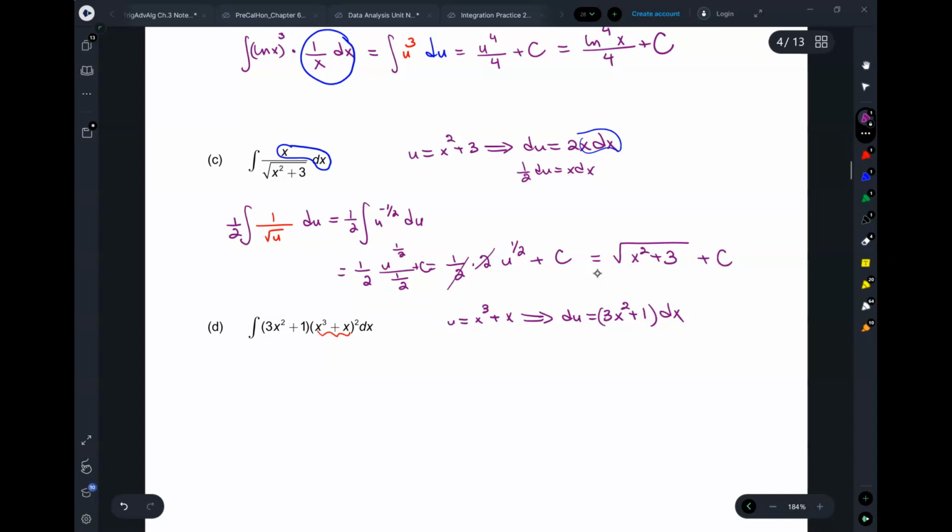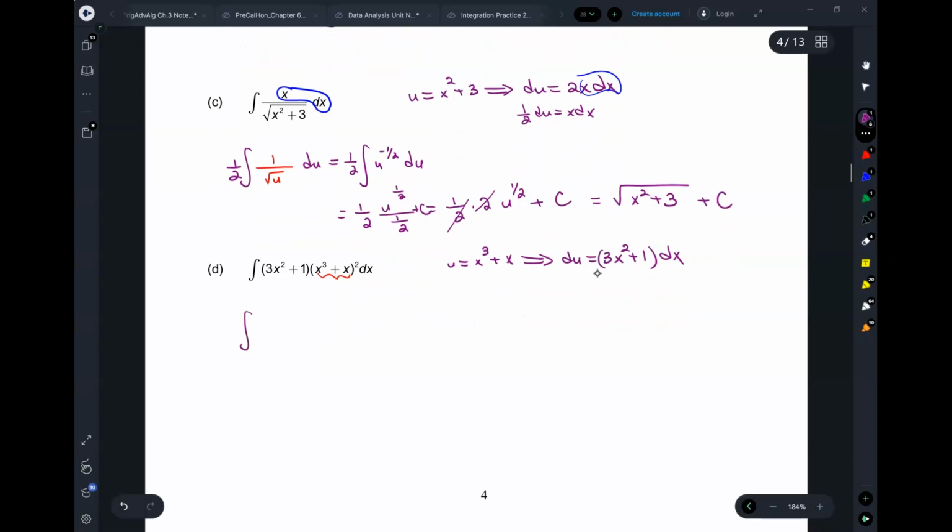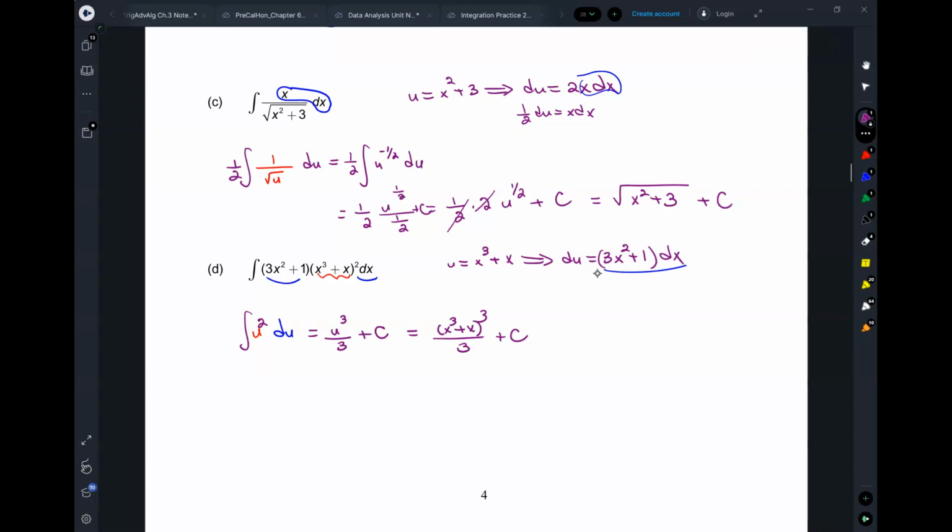It's the first parenthesis. So this inner, yup, I'm telling you. So what do we have left over? This times this. Oh my God, that's just du. I'm telling you, you have to trust in the math. If you do it correctly, it's got to work out because math said so, right? And that's all we need. Okay, so u cubed over 3 plus c, x cubed plus x, all cubed over 3 plus c.